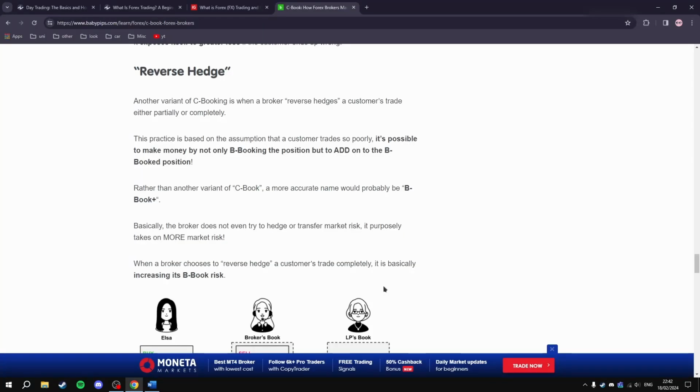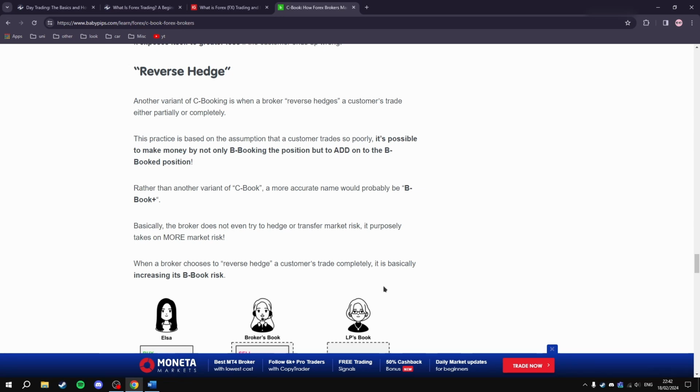Another variant of C-booking is when a broker reverse hedges a customer's trade, either partially or completely. This practice is based on the assumption that a customer trades so poorly it's possible to make money by not only B-booking the position, but to add on to the B-booked position. Rather than another variant of C-book, a more accurate name would probably be B-book plus.